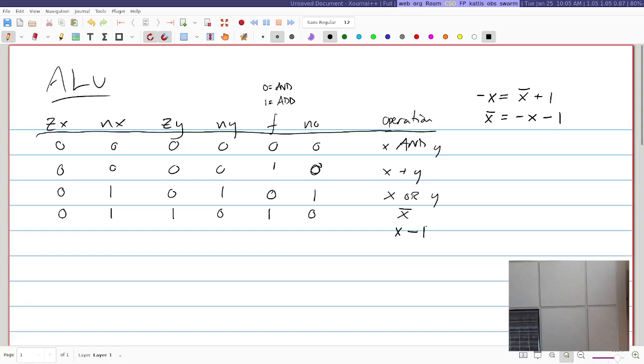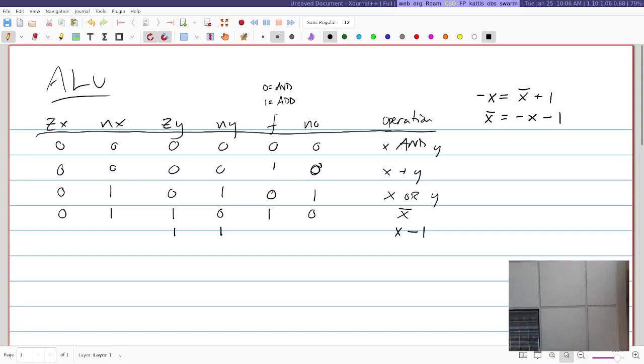Zach? Could we zero y and then not y, and then add? Okay, so you're saying you want to do zero y and not y. So what is that? If we do zero y and then not y, what do we get? We get all ones, right? And all ones, if you recall, that is the representation of negative 1.